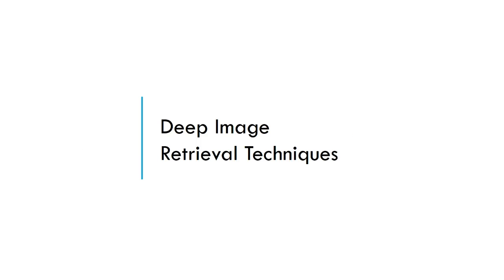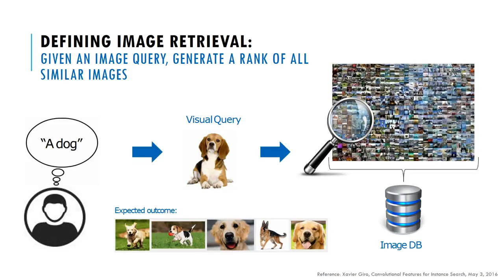Alright, so let's dig deep now and get into deep image retrieval techniques, starting with a definition. The definition of image retrieval is actually different from instance retrieval. Image retrieval here is just: given an image query, I would like to rank all of the similar images, getting the rank of the most relevant images. In an image retrieval sense, if I am searching for a dog, maybe not this specific dog, I am expected to get any kind of dog as output.